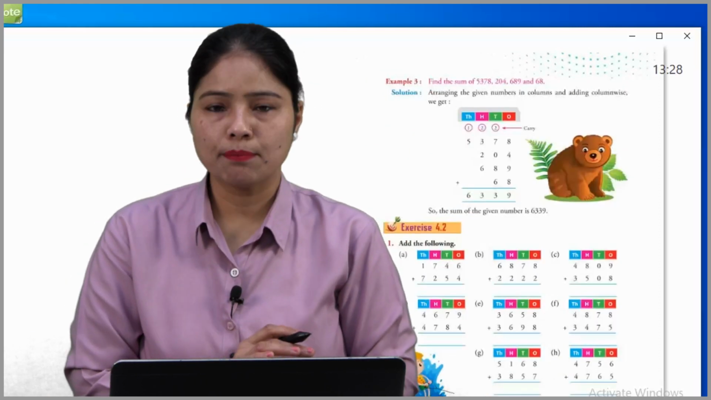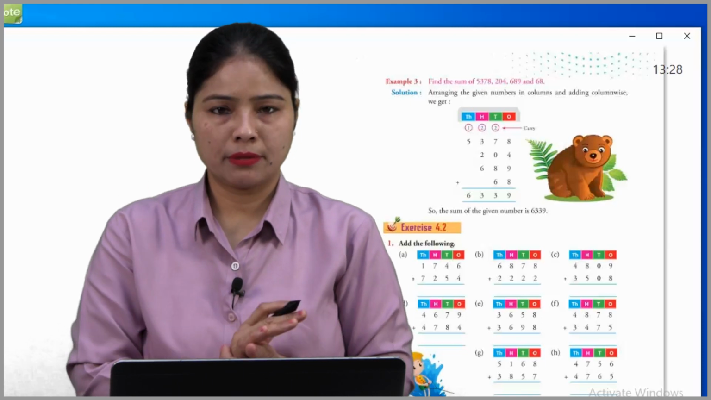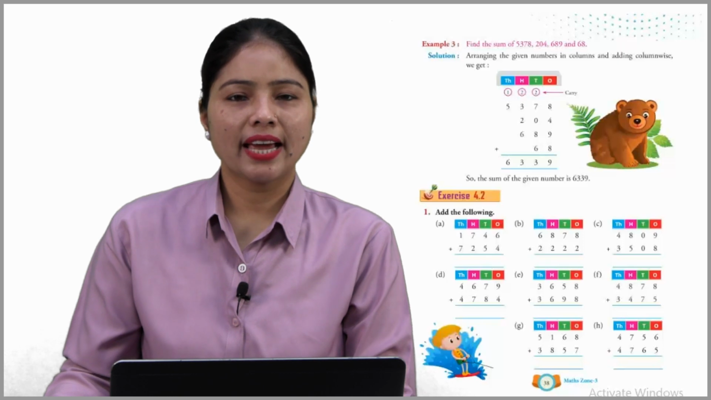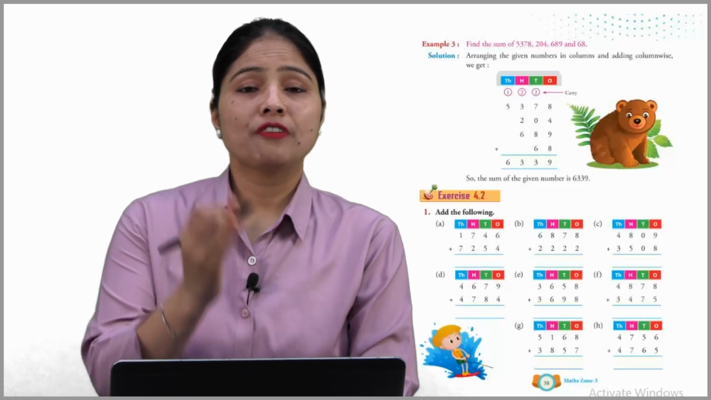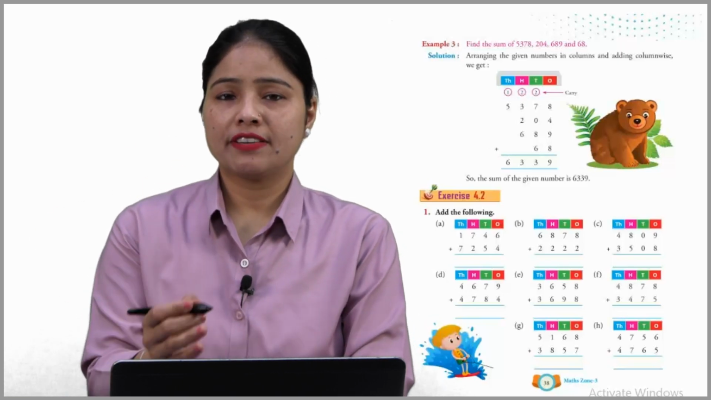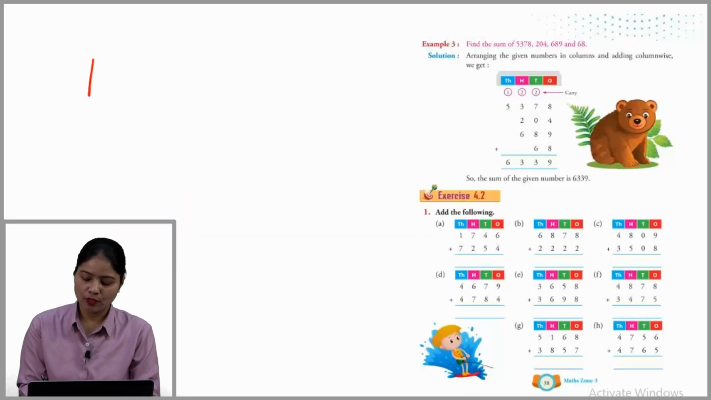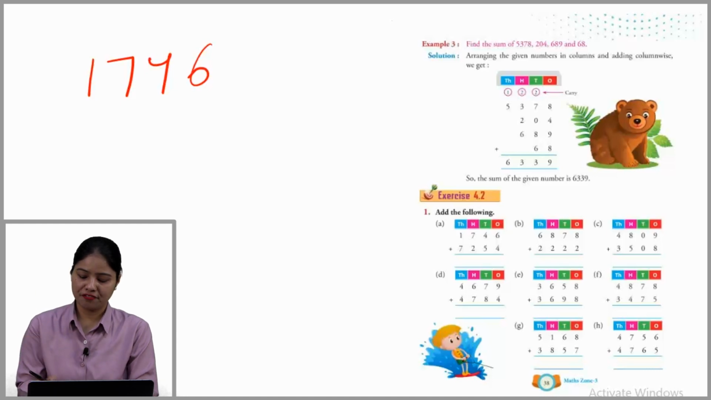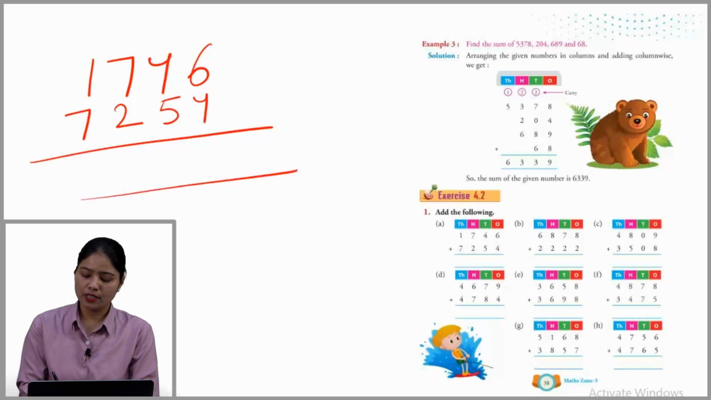These are the other examples. Example number 2, example number 3. So read it carefully. Exercise 4.2. Add the following. Okay. So first number is 1746. So write it 1746 like this. Second number is 7254. So 7254 like this. So add both the numbers together.